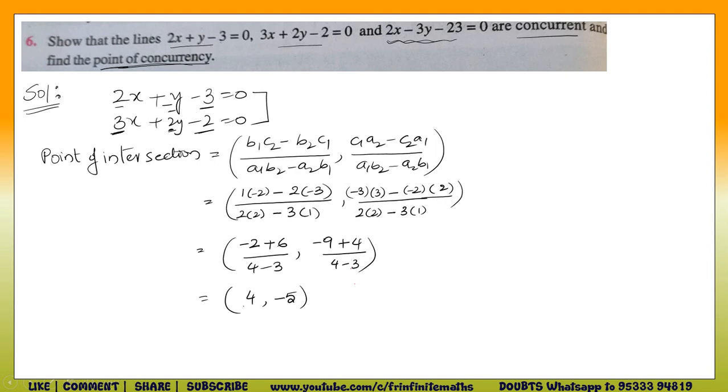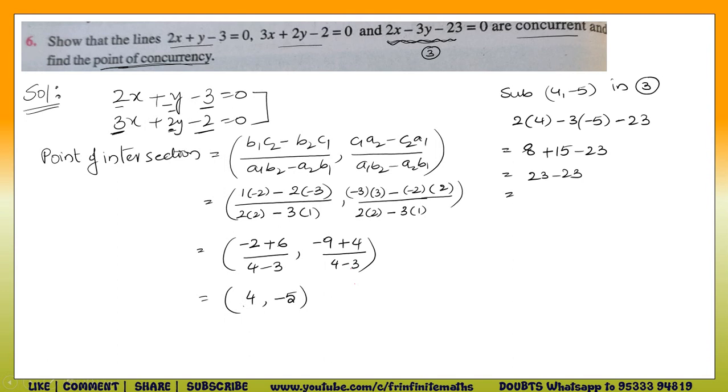Now substituting this in the third equation. Now this is my third equation. So what am I going to do? Substitute 4 comma minus 5 in equation number 3. So let this equation be number 3. Then this becomes 2 times 4 minus 3 times minus 5 minus 23. So I am taking the LHS. Now 2 4s are 8. Minus of minus is plus, 3 5s are 15, minus 23. So this gives me 8 plus 15 is 23. So 23 minus 23 gives me the value 0, which is nothing but my RHS of equation number 3. What is that?